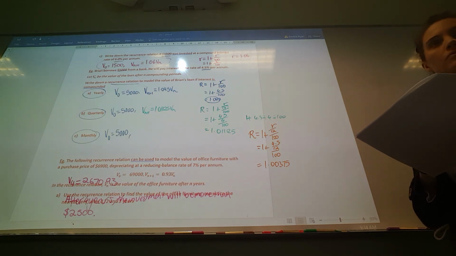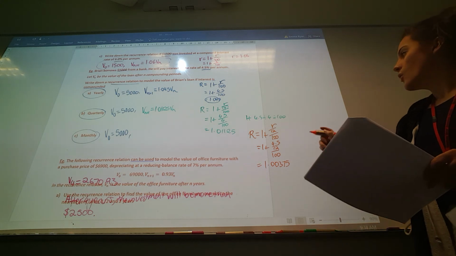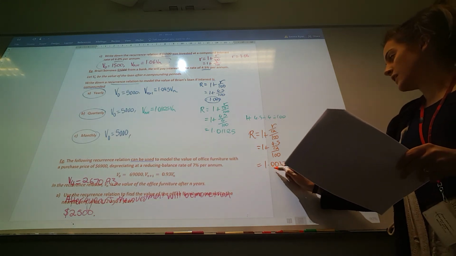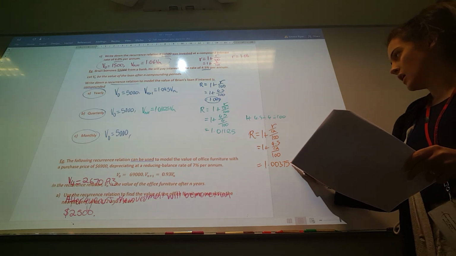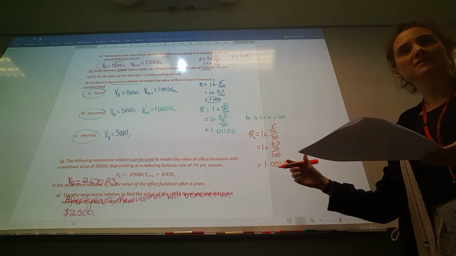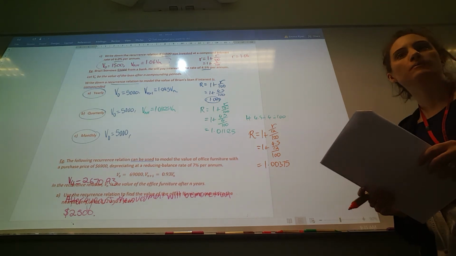With these ones, how long do you have to go? It won't go to any more decimal places than what it needs. Yeah, okay. So I would just put it all in. Okay. Yeah.